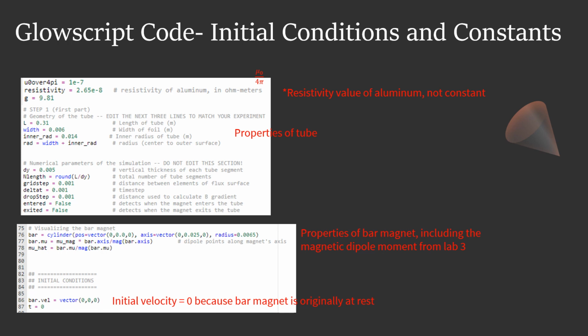Here we have the mu-naught over 4 pi constant, the resistivity constant, mg, in addition to the properties of the aluminum tube and the bar magnet.